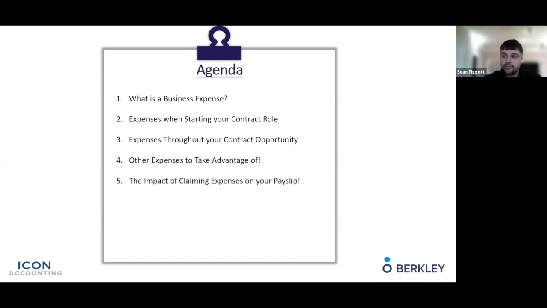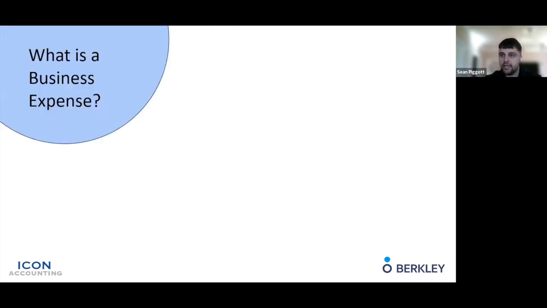We're then also going to have a look at the impact of claiming expenses on your payslip. We've got a couple of examples done that will hopefully signify how important it is to take advantage of the tax relief available. Then we'll have a quick look at a summary before we get on to the questions. Any questions throughout, feel free to populate the Q&A function at the bottom of the screen, and we'll make sure that we cover off as many as we physically can at the end. So what is a business expense?